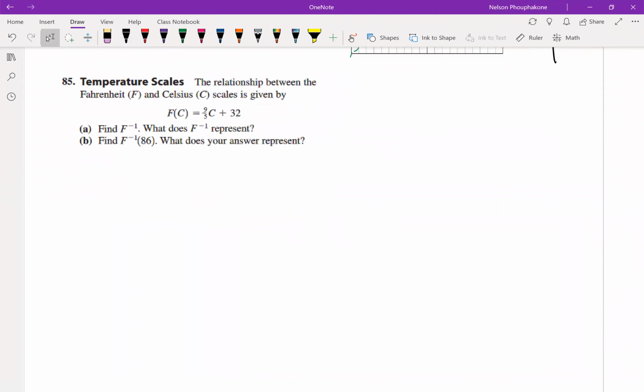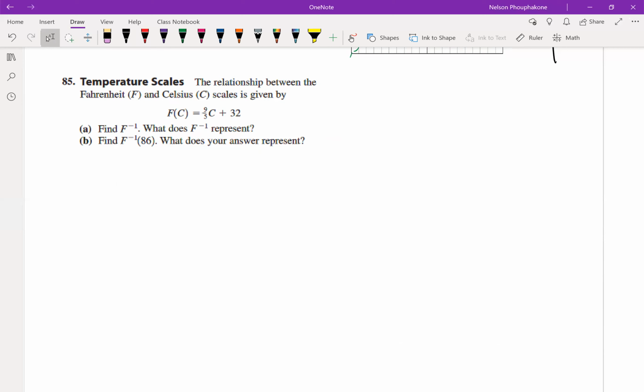Now here is one application problem related to the inverse. It's the relationship between Fahrenheit and Celsius. In the US, we use Fahrenheit. However, if you go to Canada, they use Celsius. So there must be a way to convert between the two systems for temperature. Here is one equation relating Fahrenheit and Celsius: f of c equals 9/5 c plus 32.